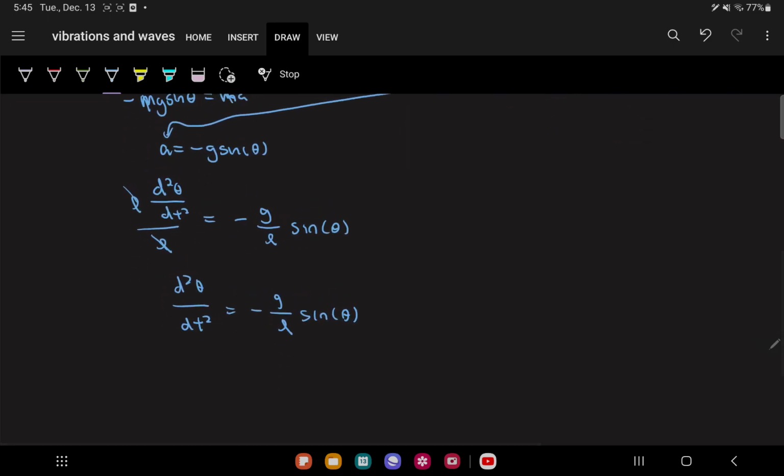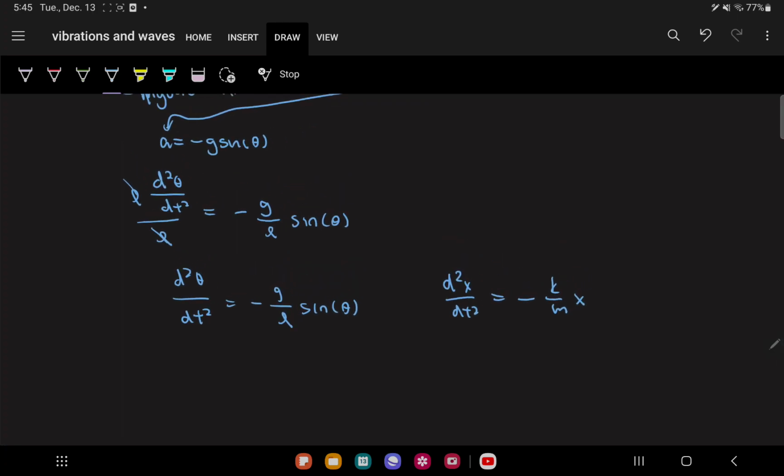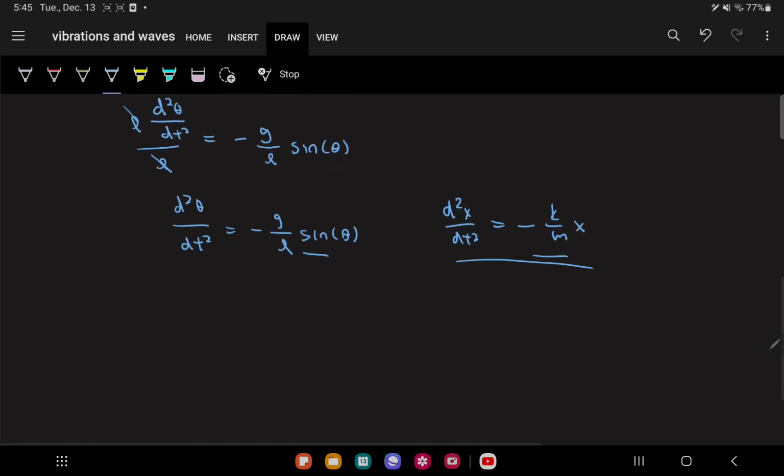Well, this is problematic because recall that in our previous example, a horizontal spring, it has a similar form as this. Remember that for a horizontal spring, it was something like d2x dt squared is equal to negative, I think, k over m times x, or something like this, right? But in this case we have a sine right here, and in that case it doesn't. So how do we get rid of the sine to obtain some kind of similar expression as the horizontal spring, so we can have the general solution to the simple harmonic motion here? How do we get rid of the sine?